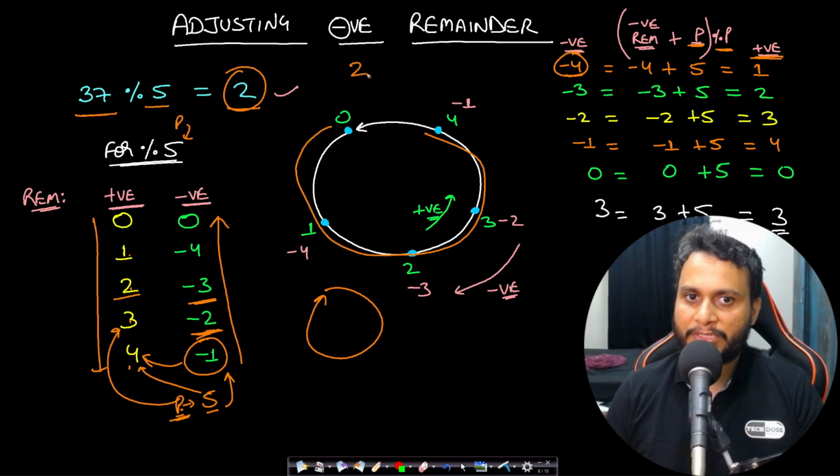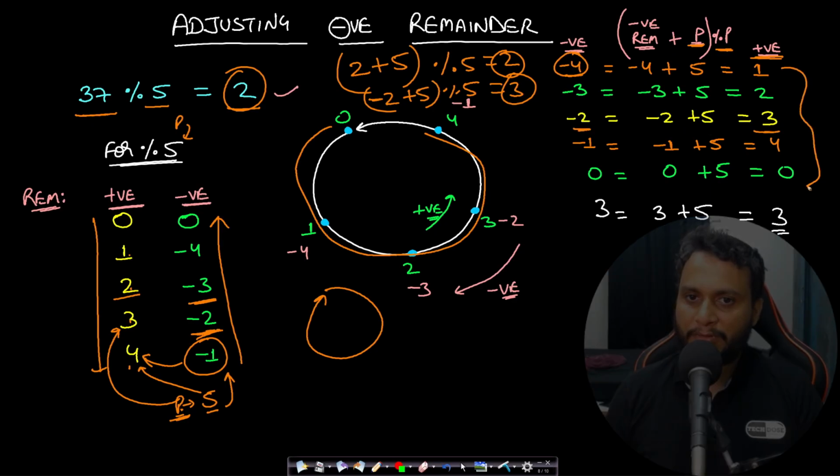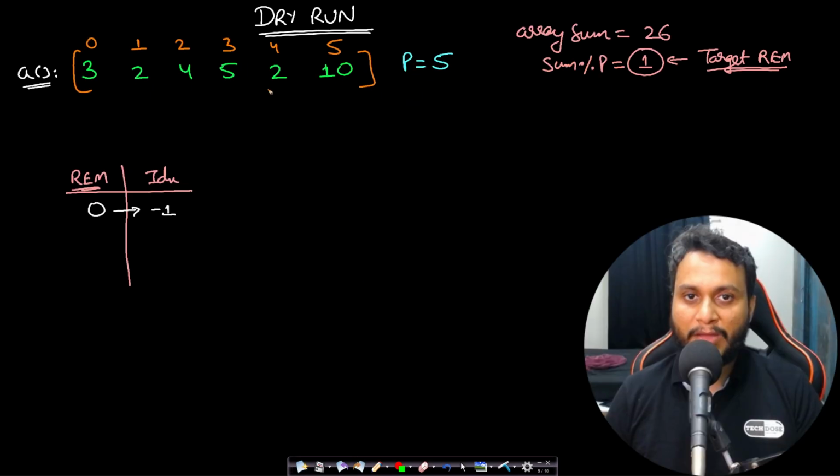So let's say I have a positive remainder value 2. To this, if I add this p value 5 and take mod of 5, it will still be equal to 2. But if I have a negative remainder value, let's say -2, and if I add 5 and take mod of 5, then it will be equal to 3. Okay, and that is correct. -2 should be equal to 3, right? So this is the adjustment we need to do. I hope you have understood this. Now, having understood all the things, let's do a dry run immediately, and then we will look at the code.